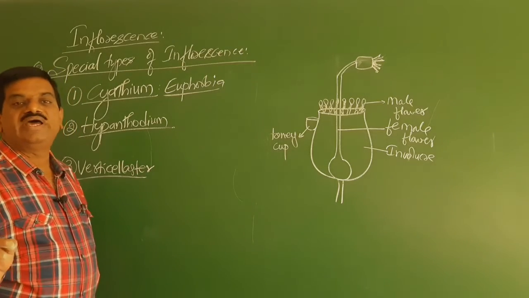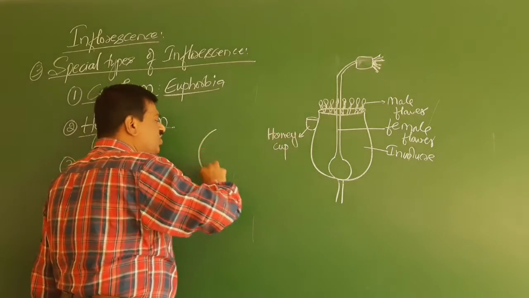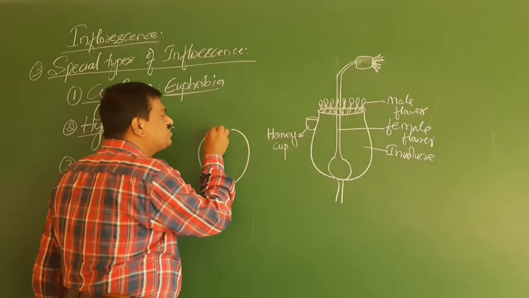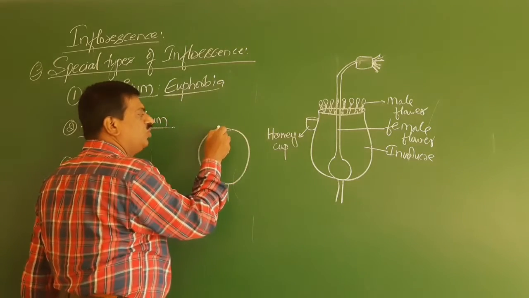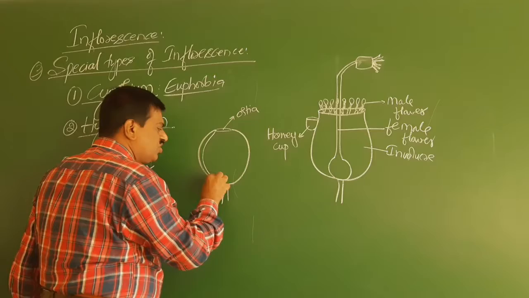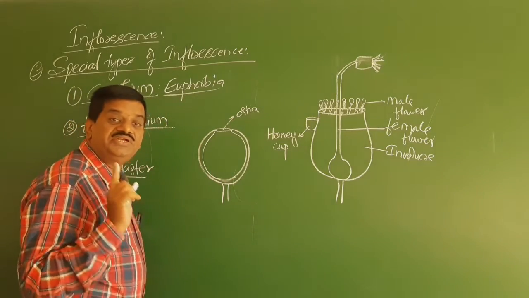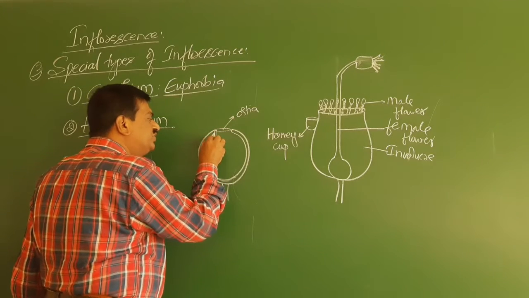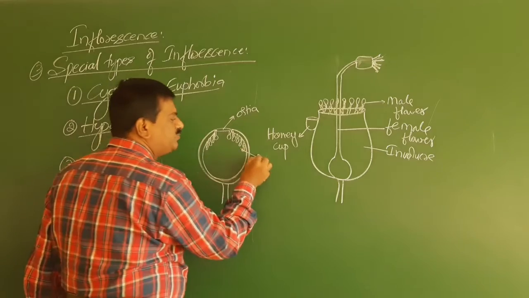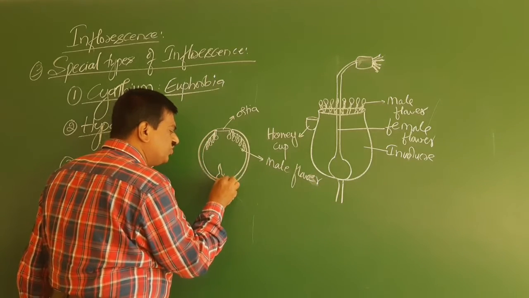So we'll start with the second one, called Hypanthodium inflorescence. In a Hypanthodium inflorescence, just as we can see here, there is a cup-like structure, and at the top there is a small opening called the ostiole. In this cup there are three types of flowers. This is important in Hypanthodium. Towards the top side there are male flowers. Towards the lower side there are female flowers.